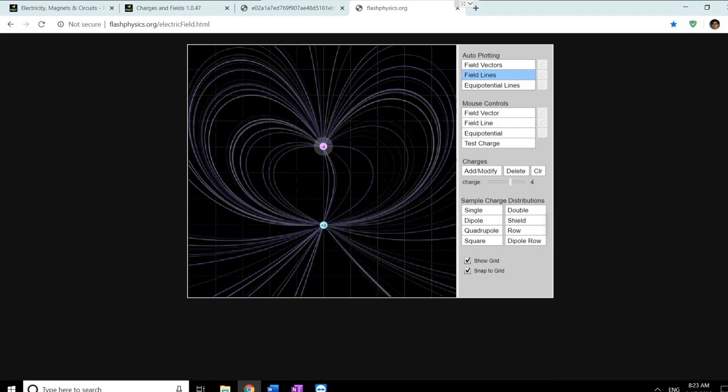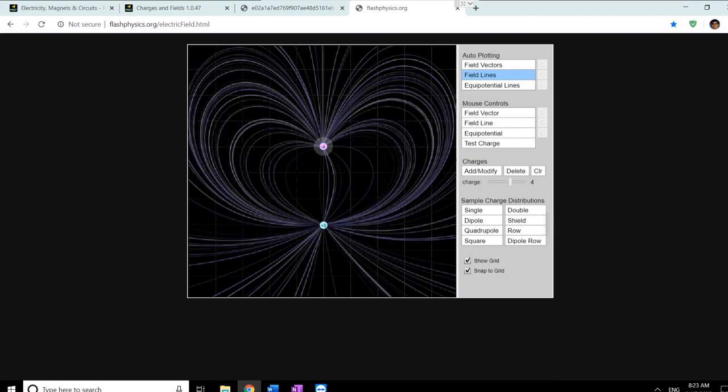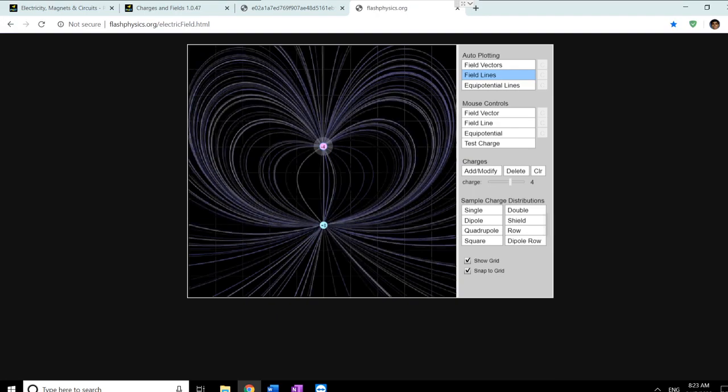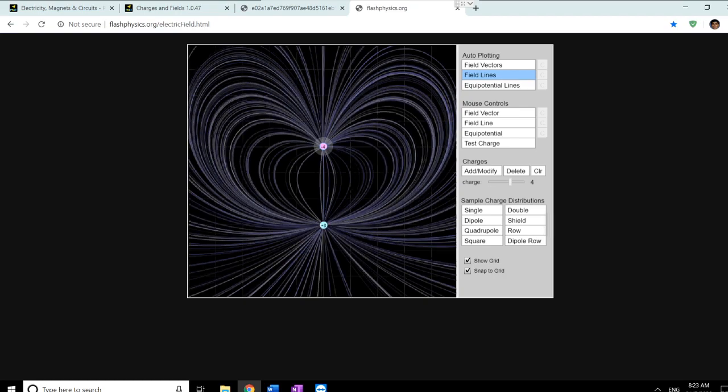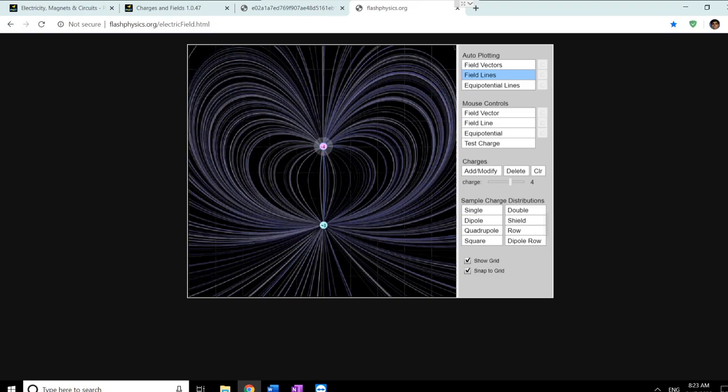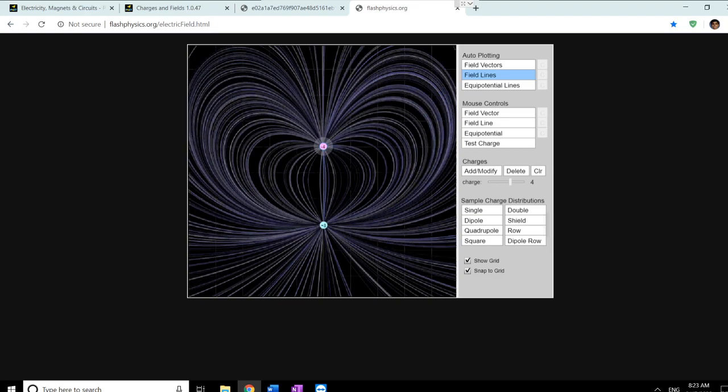Okay, so this simulator just draws all the vectors one line at a time, figuring out the electric field strength from both, and then defining the resultant at every spot.